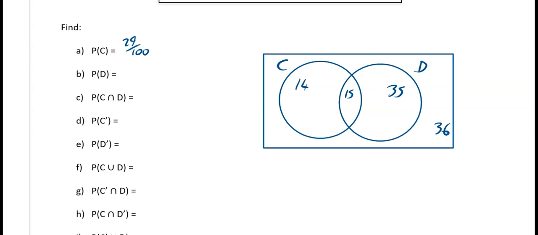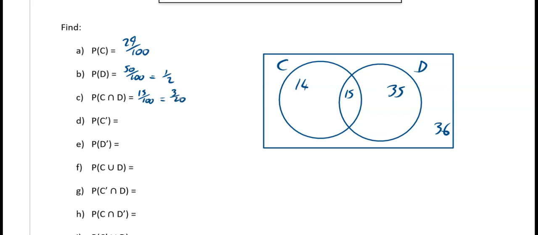Next one asks you to find the probability of a dog. A dog is going to be 15 plus 35, which is going to be 50 out of 100, which is going to be a half. Next one is a cat and a dog, which is just 15 out of 100. 15 out of 100 cancels down to be 3 over 20.